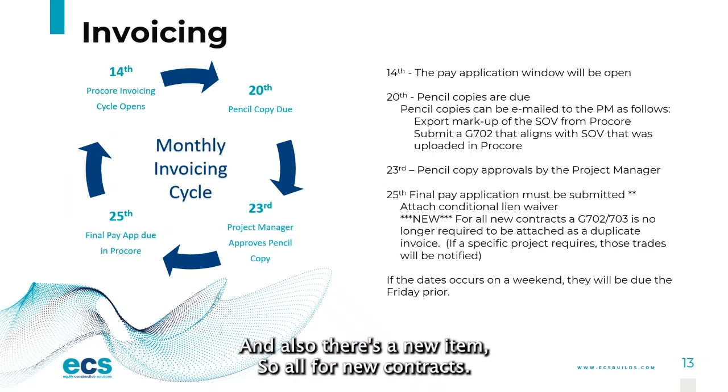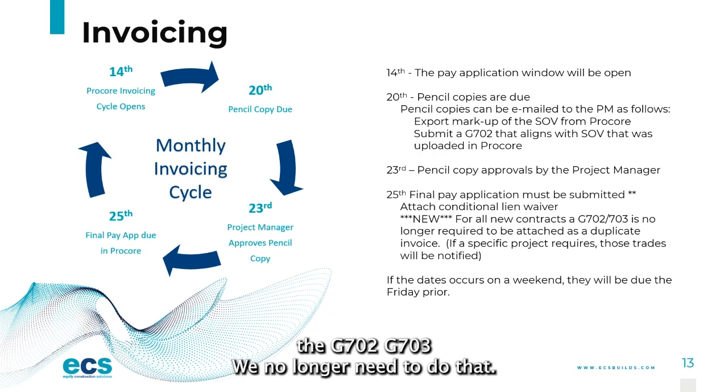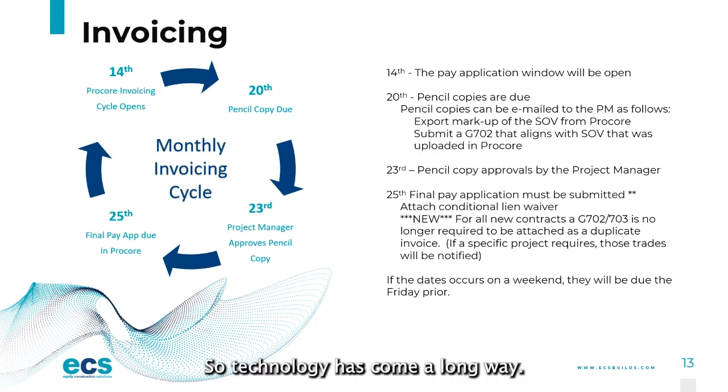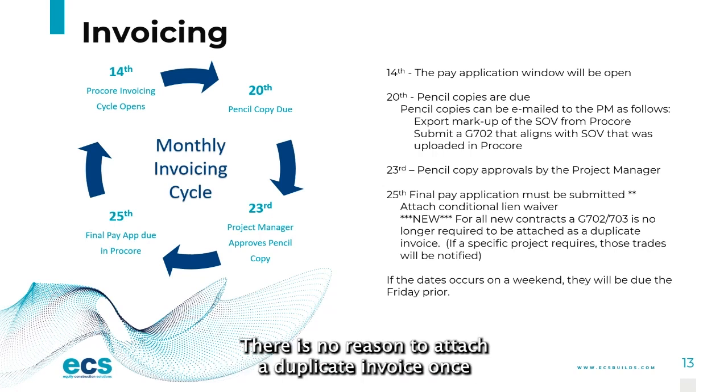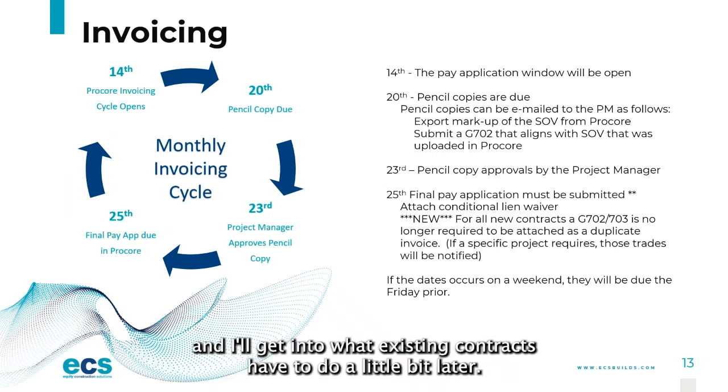And also, there's a new item. For all new contracts, there was a required field where you had to attach the G702, 703. We no longer need to do that. Technology has come a long way, so that is all embedded in the system. There is no reason to attach a duplicate invoice once you have done your invoicing in Procore. That is for new contracts only, and I'll get into what existing contracts have to do a little bit later.